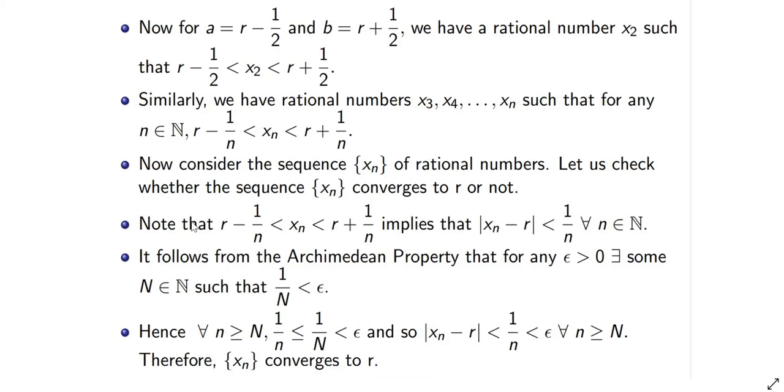Now combine these two points. For all n greater than capital N, taking inverses, 1 by n is less than 1 by capital N, and 1 by capital N is less than epsilon by the above. So we get that the modulus of xn minus r is less than 1 by n, which is less than epsilon for all n greater than N, and this is the definition of convergence of a sequence. So this implies xn converges to r.